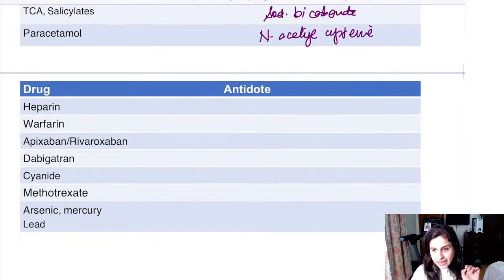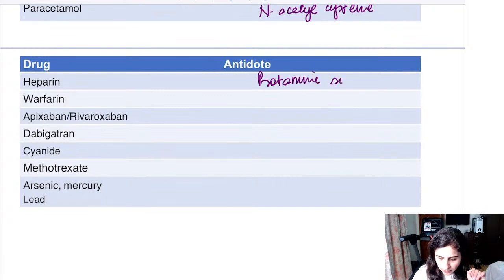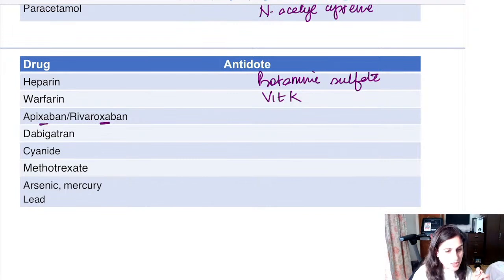Okay, coming to the next group of drugs here, heparin. Heparin, we give protamine sulfate, right? For heparin, we give protamine sulfate. For warfarin, we give vitamin K, right? Vitamin K for warfarin. Apixaban, rivaroxaban. So when they have Xa, they are factor Xa inhibitors. Okay?